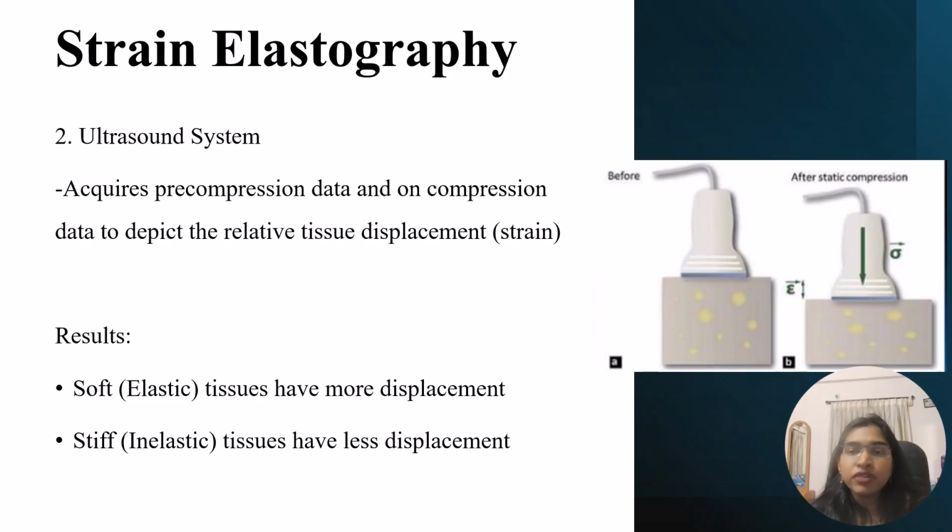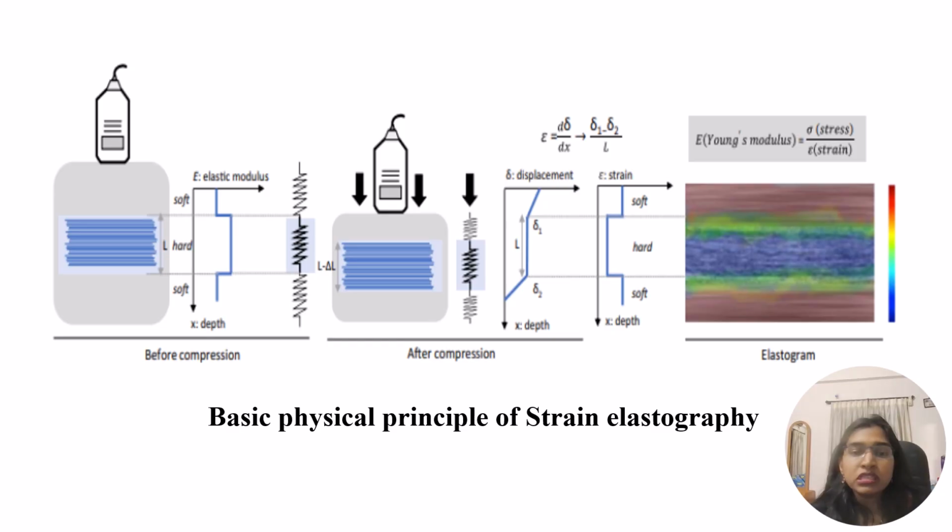Second thing is what we require is an ultrasound system that acquires the pre-compression data and post-compression data to depict the relative tissue displacement, कि कितना deformation हुआ है. So the result is, if it is a soft tissue, then obviously it is going to have more displacement, while if it is a stiff tissue or inelastic tissue, that is going to have less displacement.